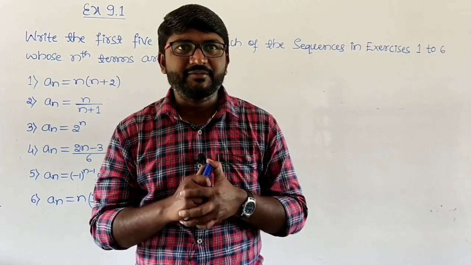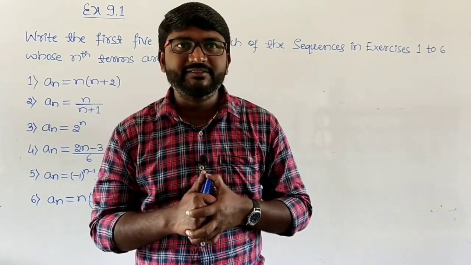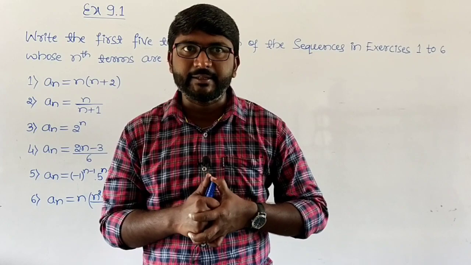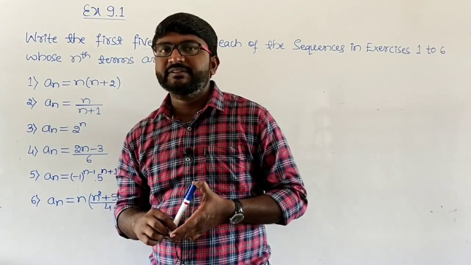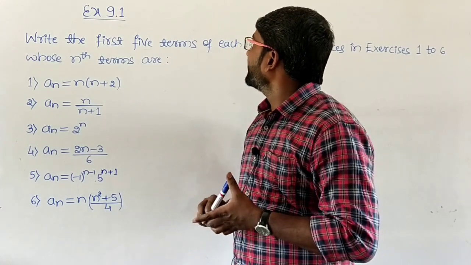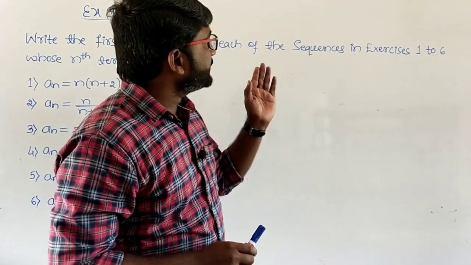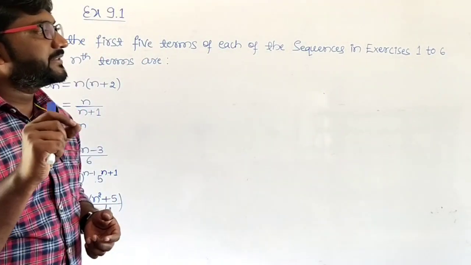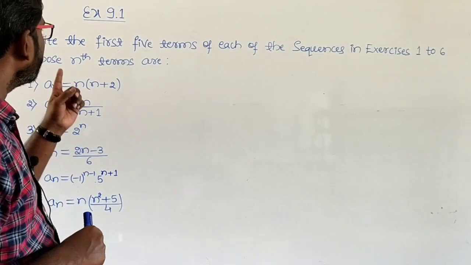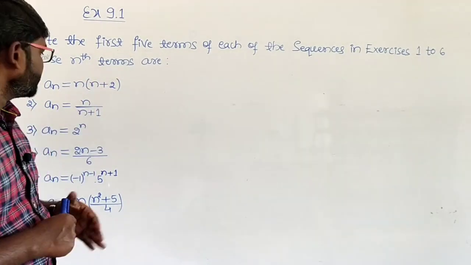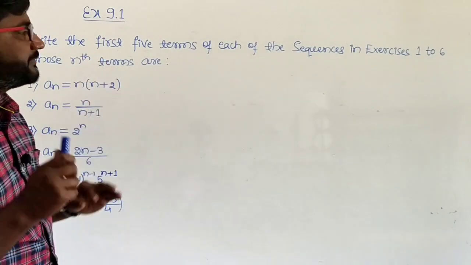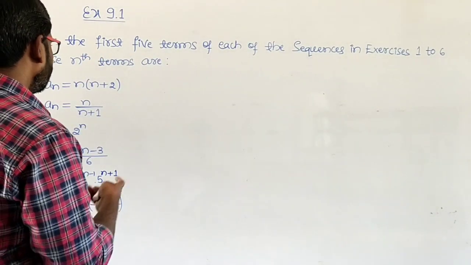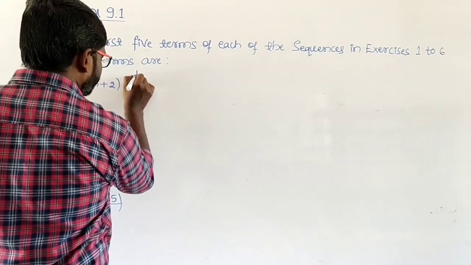So in the last class we have started with the new chapter, that is sequences and series. It's chapter 9. So let us start with the exercise 9.1 in today's class. Write the first 5 terms of each of the sequences in exercises 1 to 6 whose nth terms are. So he has given the nth terms in all the 6 cases and we have to write the first 5 terms. So we'll go for the first one.